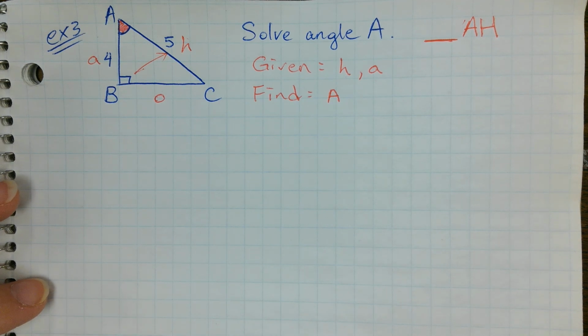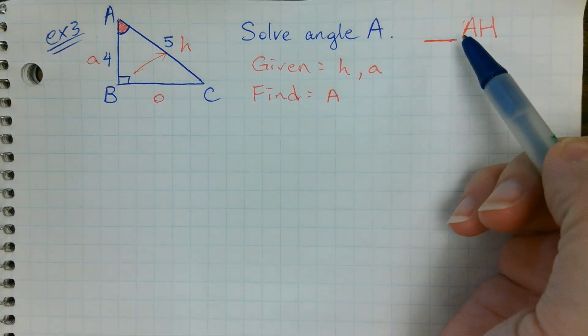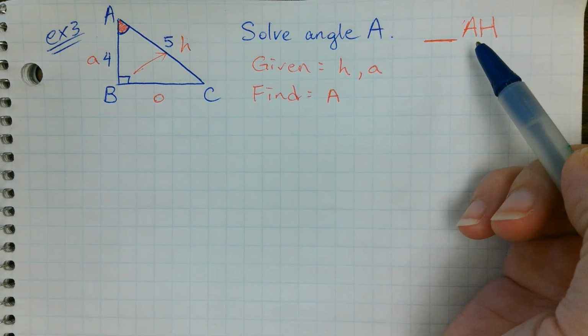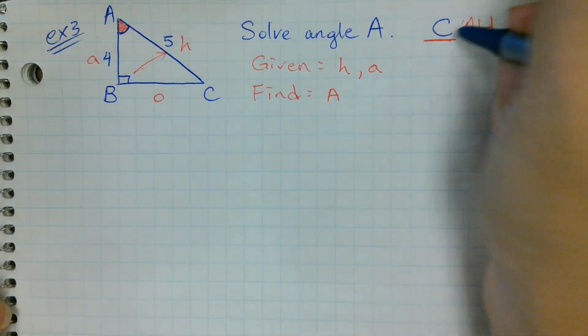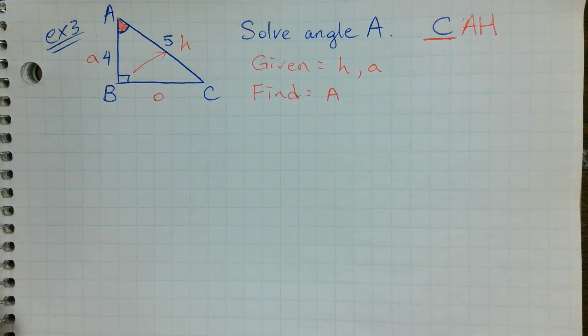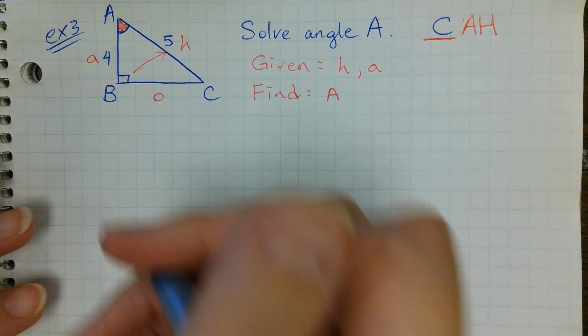Okay. I'm given A and H. SOH CAH TOA. Which one has A and H in it? Yeah. Cosine. I thought someone would say "ka". But yes, cosine. Yeah, so again, that's how you know which one to use.